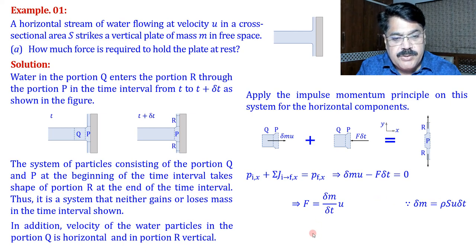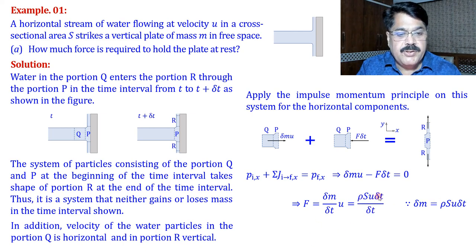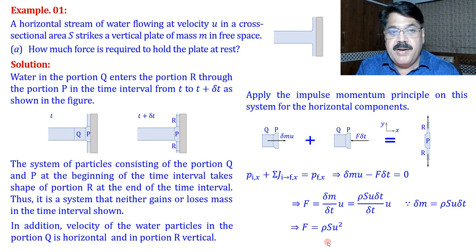Let us substitute this value, and what you get? Rho S u dt upon dt into u. dt will cancel. So what you get? F is equal to rho S u square. So that is the required horizontal force to maintain or to keep the plate at rest.